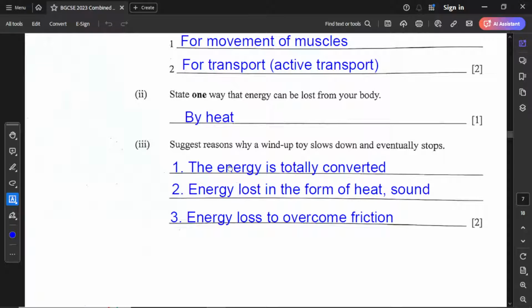So in terms of what is happening here, why this wind-up toy slows down eventually is simple because the energy is totally converted. Once energy is lost to something else, whether by kinetic energy, friction, whatever it is, it's going to slow down. And a point to note is energy is lost in the form of heat as well, sound. All right, those are the ways that energy is lost. And energy is lost to overcome friction as well, because the toy car is moving on a surface or on the floor, so definitely.